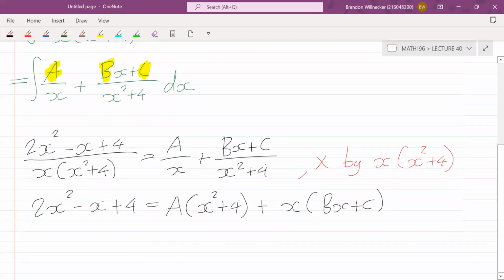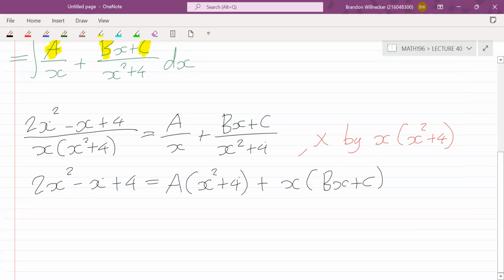Okay, so now there's a number of ways of solving for A, B, and C. The first way is by inspection, where we substitute different values of x and use that to solve for A, B, and C. Or we can take the right-hand side and multiply it out, and then compare coefficients. So let's take a look at that method first.